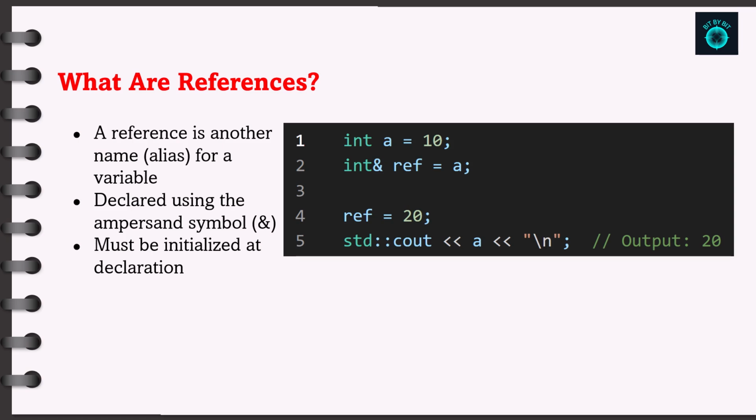In this example, we set a to 10. Then we create a reference called ref that refers to a. When we assign 20 to ref, it also updates a. So printing a gives 20.